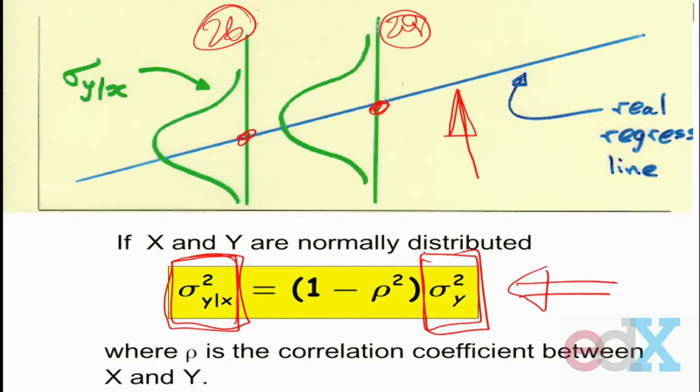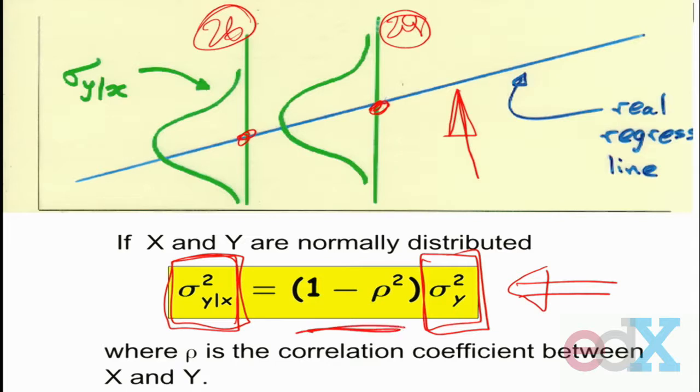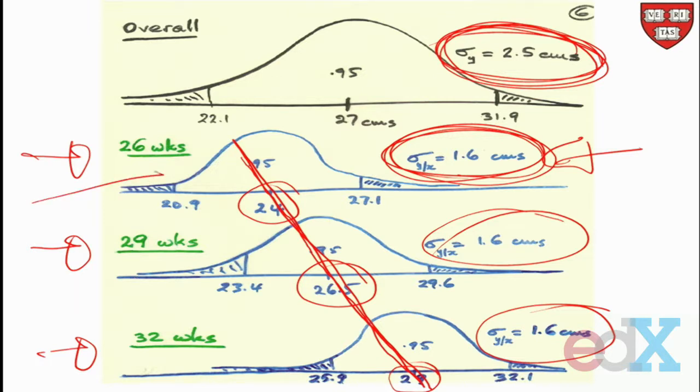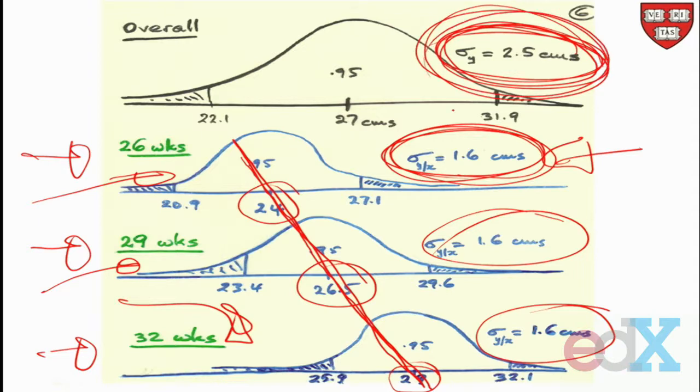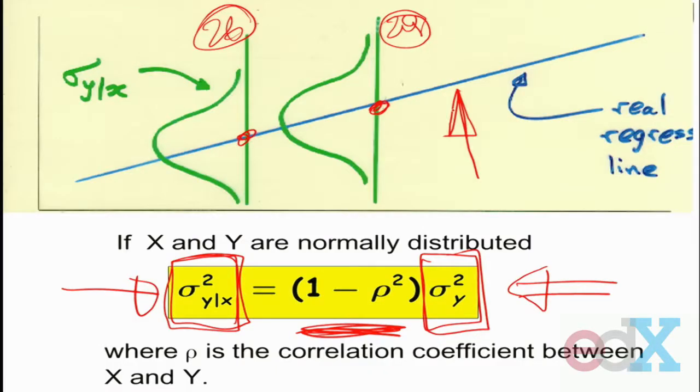Rho is the correlation coefficient, which is between minus 1 and 1, so rho squared is between 0 and 1, so 1 minus rho squared is less than 1. It's between 0 and 1. All right, so here's the diminution. So your variance, or take the square root and you get standard deviation. So the standard deviation of these curves, when you take x into account, those curves, the standard deviation of those curves are related to the standard deviation of the curve that ignores them by this relationship.